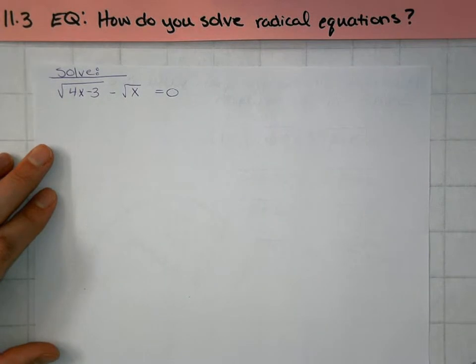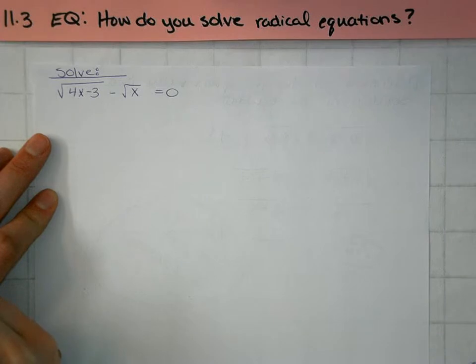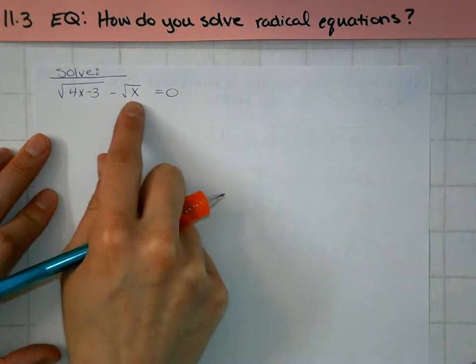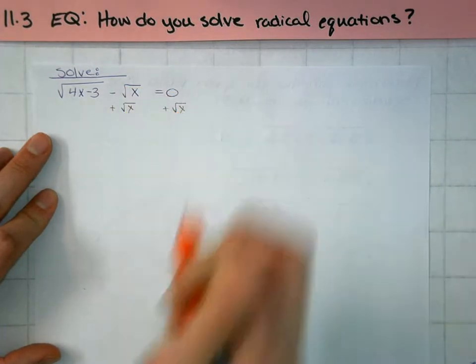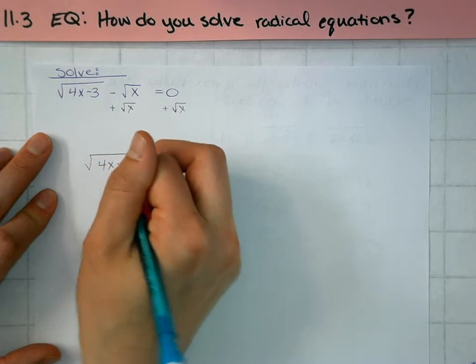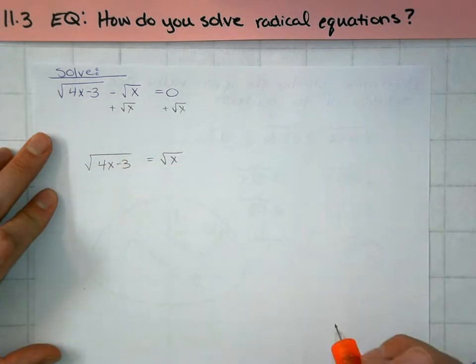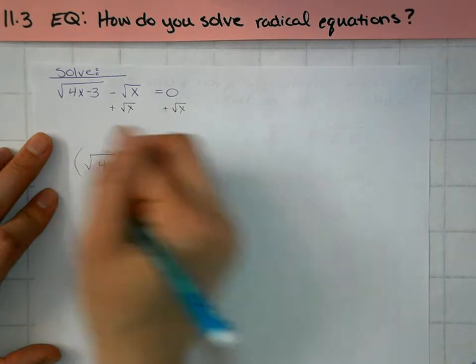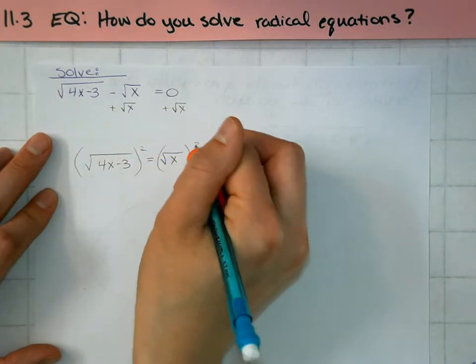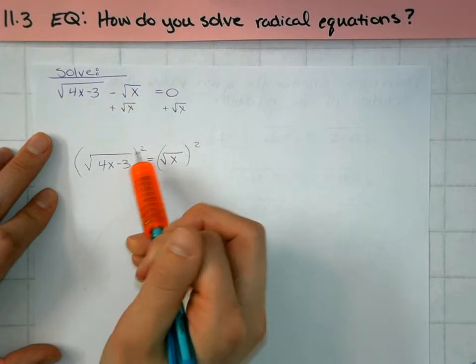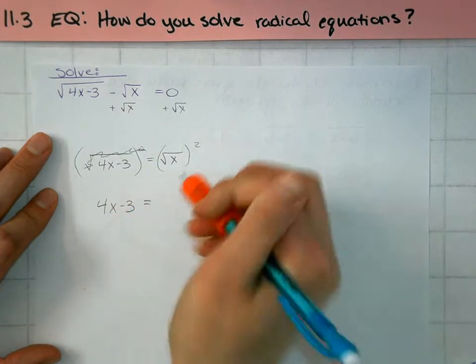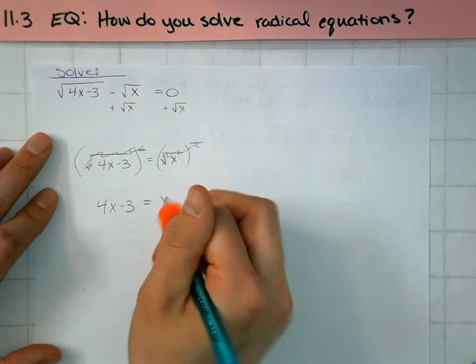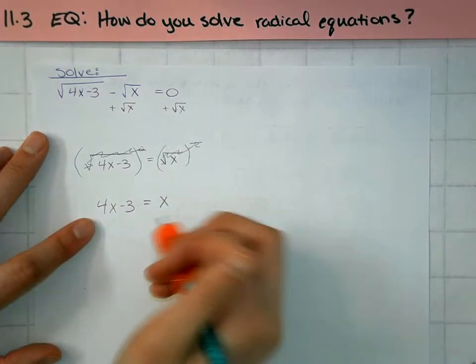In the next example, I'm actually going to solve a radical equation. The first step is to get a radical all by itself. In this case we have 2, so we need to get them to opposite sides. So to do that I'm going to add the square root of x to both sides. And then your next step is to square both sides. Remember that squaring a square root cancels. And then solve for x.